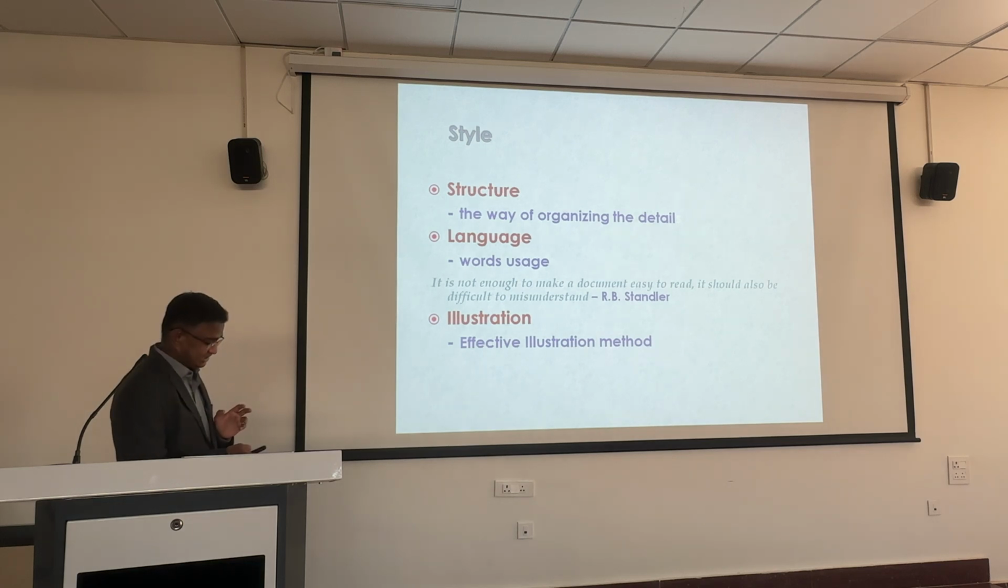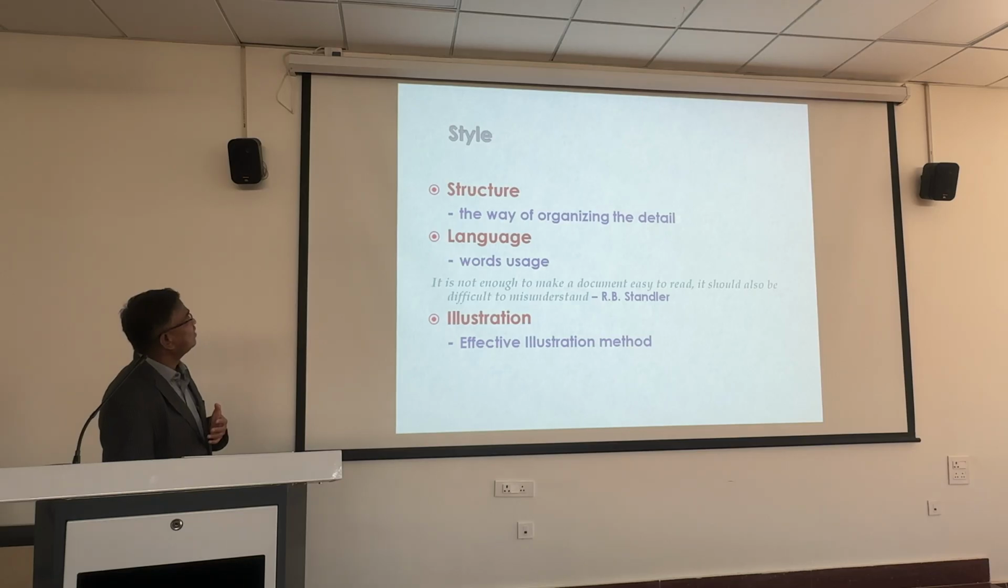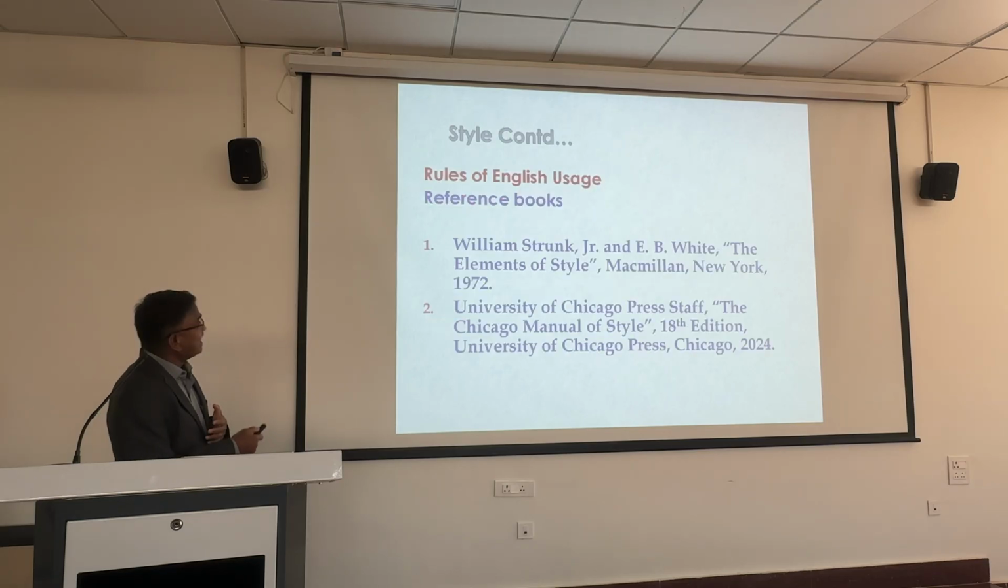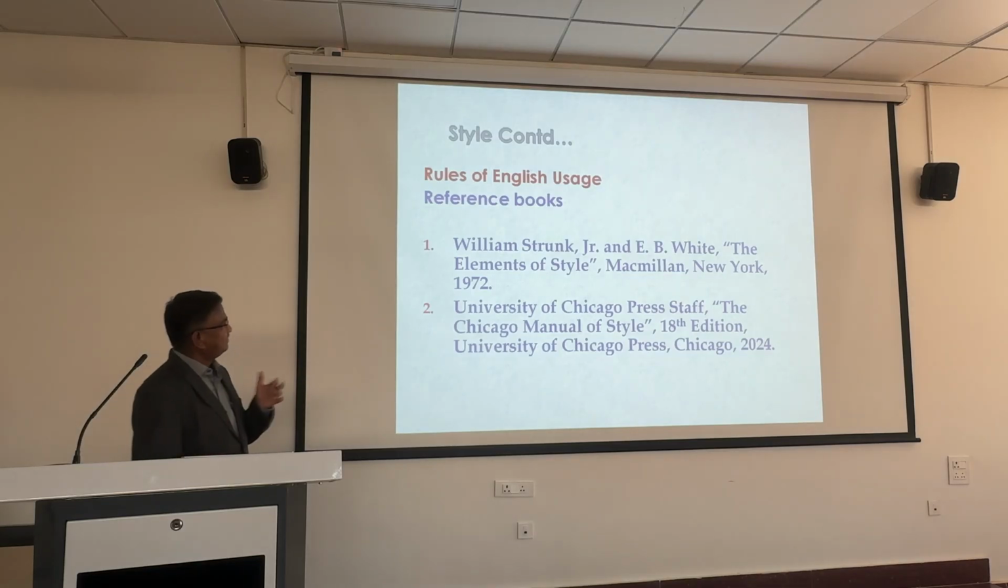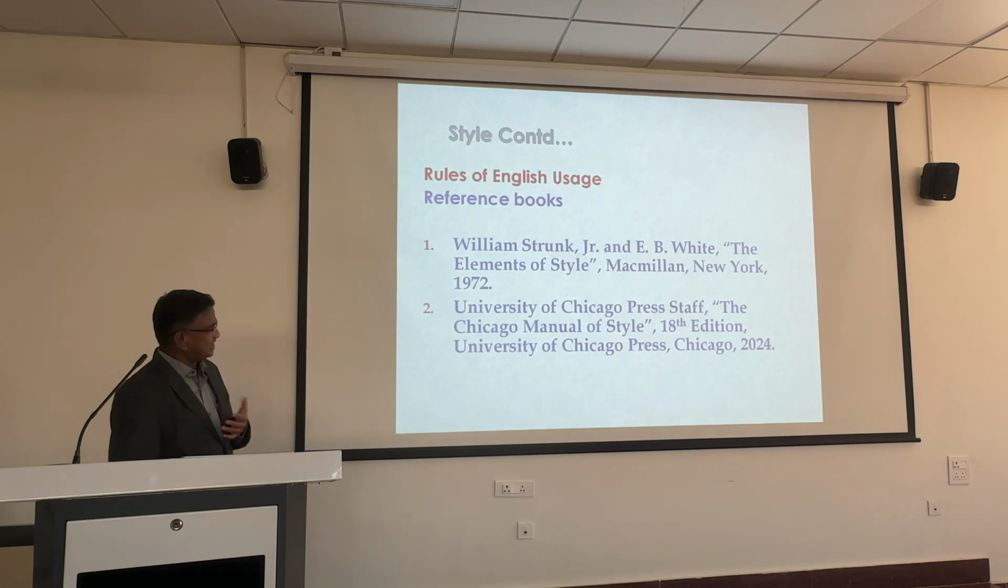And then illustration, an effective illustration method one has to follow. And then rules of English. I always refer to Strunk and White. White was the professor, Strunk was his student. Both of them wrote this book, The Elements of Style, Macmillan, 1972. Though it is an old book, it is a very golden book. Everyone should read it if you find time. It talks about the elements of style. And the University of Chicago also has come up with an edition. These things are available freely in PDF on the internet. You can find them.